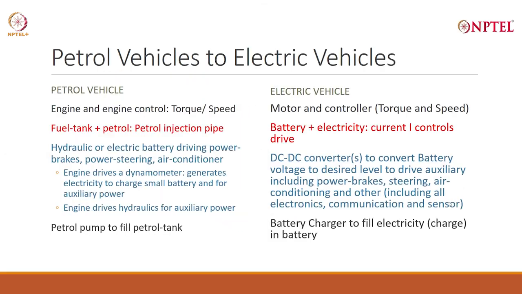The biggest difference is that the battery is expensive, the fuel tank is inexpensive. Electricity is inexpensive, petrol is expensive. But that is a mapping that you need to do. The rest of the vehicle can change or need not change.